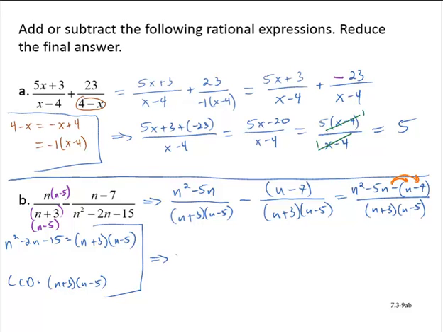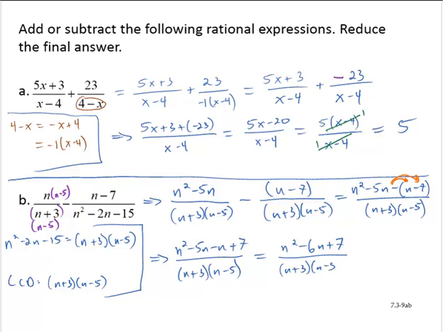This would give us n squared minus 5n minus n plus 7 over the denominator. Combining the like terms in the numerator gives us n squared minus 6n plus 7 over n plus 3 by n minus 5. Alright, and we want to check to see if we can factor the numerator. Does anything multiply to 7 and add to negative 6? No, nothing does, so we're done. We've simplified the expression.